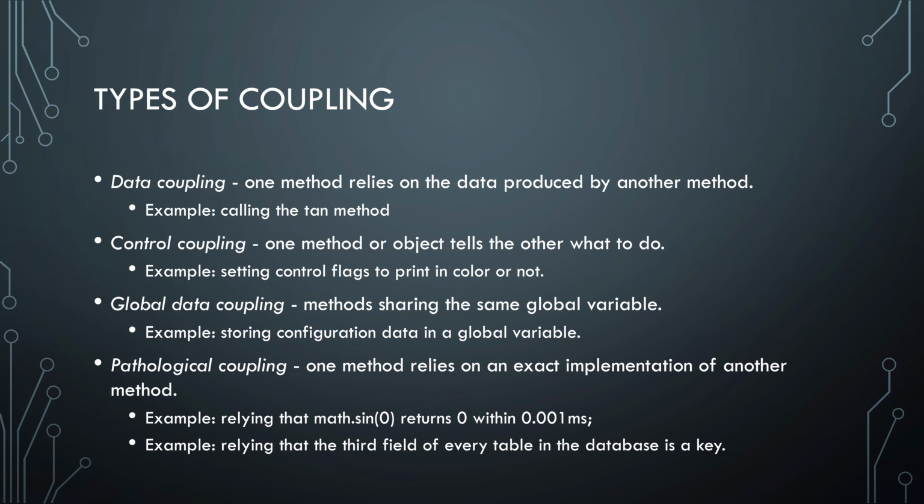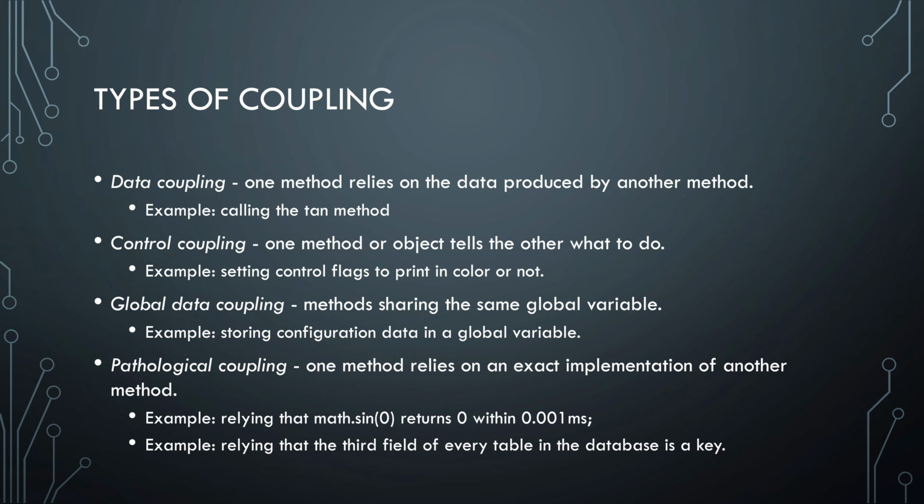There are different types of coupling. Data coupling means that one method relies on data produced somewhere else. If the structure of the data changes, the code needs to be updated in multiple places. Control coupling means that one method tells the other what to do, for example setting a flag to print in color or not. Global data coupling means that different methods access the same global variables. For example, every part of the code is using the same configuration data.